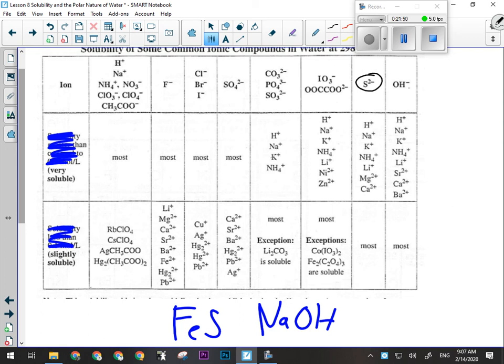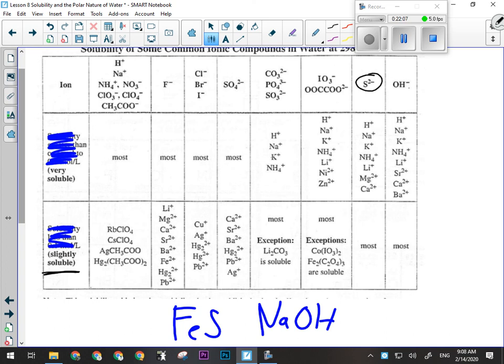Which means that iron 2 sulfide is basically not soluble. If I put it in water, it would not dissolve. If I formed it in a reaction, it would become a precipitate. It would become a solid and fall out of the solution.